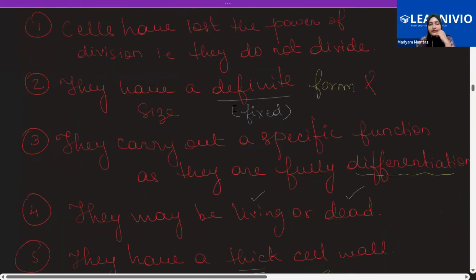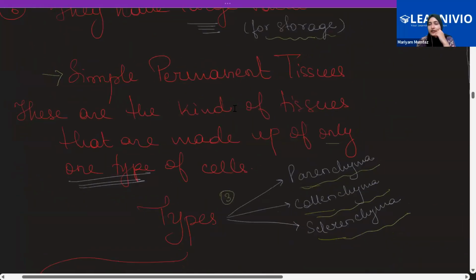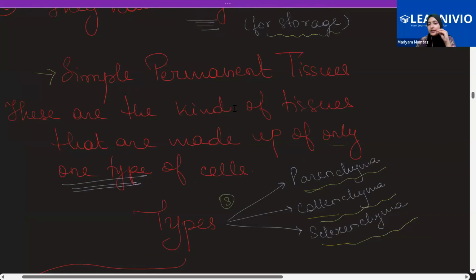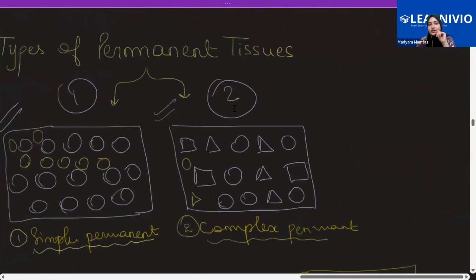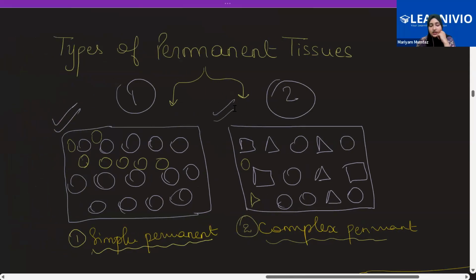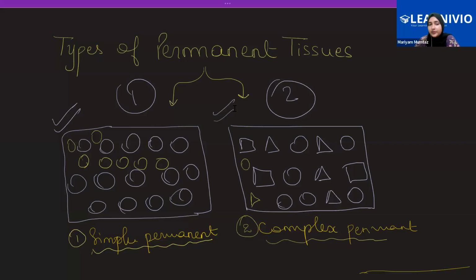Okay, now moving forward, when we talk about the permanent tissue and its types, the permanent tissue is of two types: simple permanent and complex permanent. If you see over here, this particular picture depicts the types of permanent tissue, right? Now, the simple permanent tissue is the kind of tissue which is made up of only one type of cells. Whereas the complex permanent tissues are made up of more than one type of cells. So they are made up of different cells.